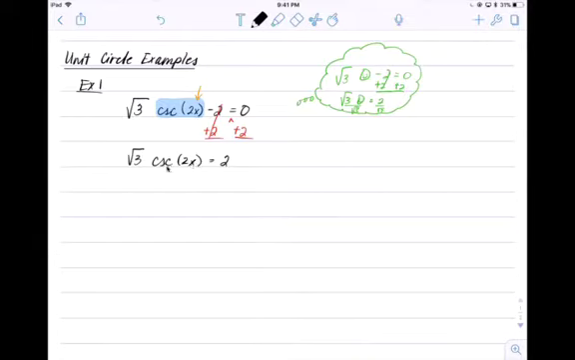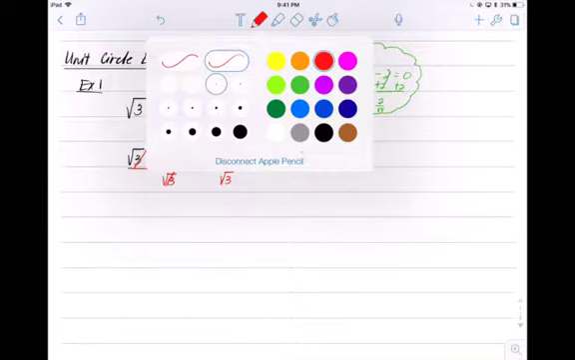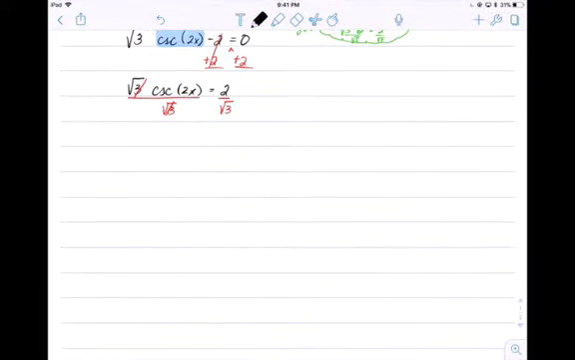That's the first step. Cosecant is still not isolated, so now we're going to divide both sides by the square root of 3. These cancel out, they become 1, and we're left with cosecant of 2x equal to 2 over square root of 3. Now my question is, what does this 2x have to be in order for me to get a 2 over square root of 3 value as it comes from the unit circle?